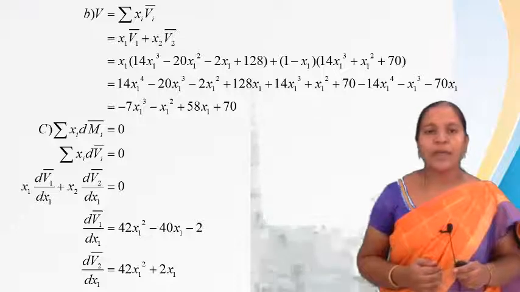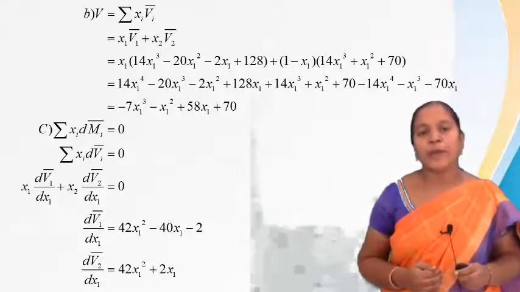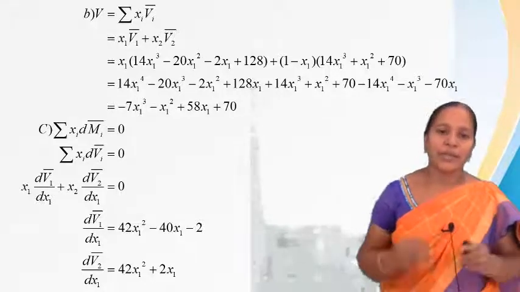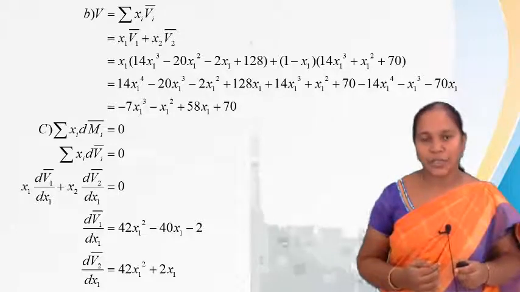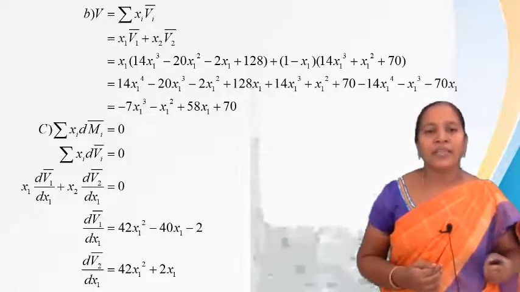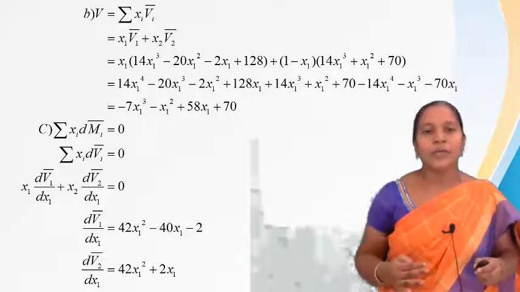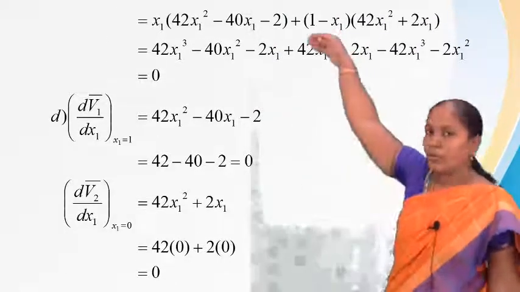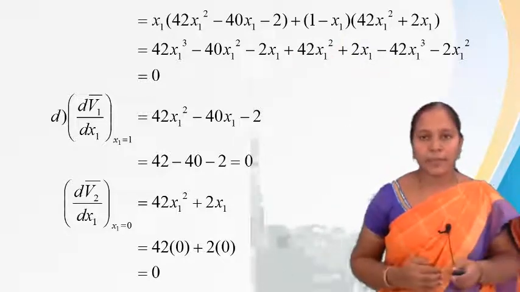In the C bit, we have to calculate dV1 bar by dx1 and dV2 bar by dx1. Then substitute: x1 dV1 bar by dx1 plus x2 dV2 bar by dx1 is equal to 0. In this bit, Mi bar is the general property. We have to substitute it with volume because volume is given in our problem. After substituting, we get the value of 0. That is our C bit.